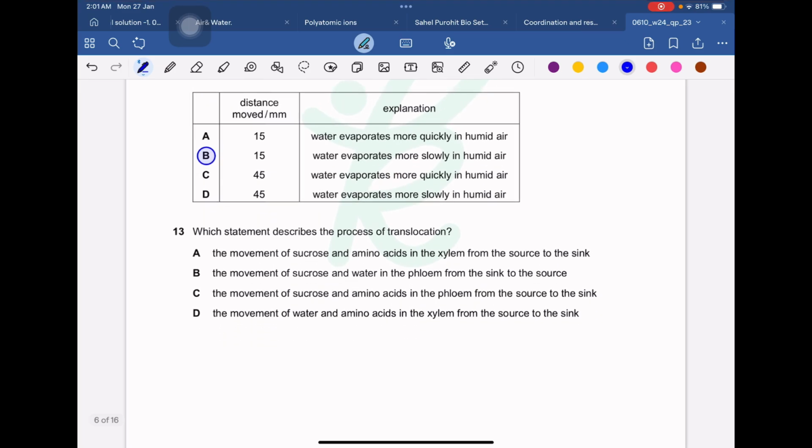Let us move on to the next question. Which statement describes the process of translocation? Translocation is the bidirectional movement of sucrose and amino acids in the phloem. So let us read the options. The movement of sucrose and amino acids in the xylem. No, it moves in the phloem. Second option: the movement of sucrose and water. Water doesn't move in the phloem. Third option: the movement of sucrose and amino acids in the phloem from source to sink. And that is the appropriate option for this question.